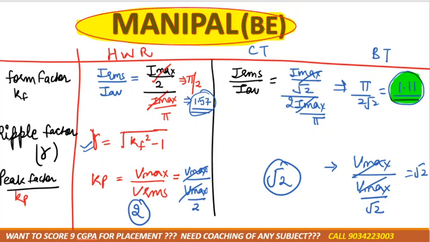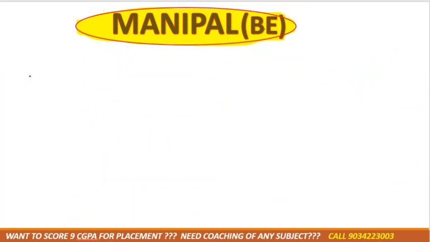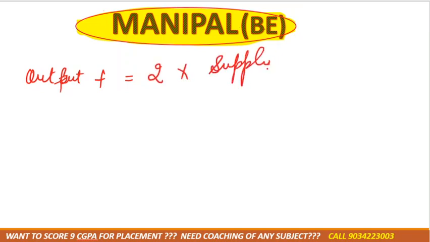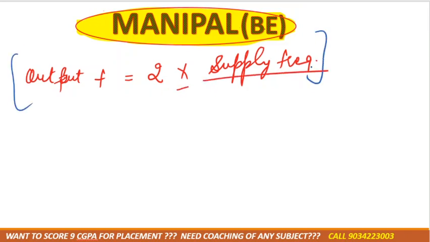The ripple factor formula is the same for all of them. And generally they'll ask you the output frequency in most of the questions. So output frequency is how much? Twice the supply frequency in each and every case. Got it?